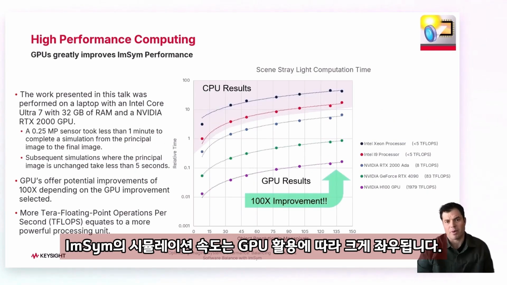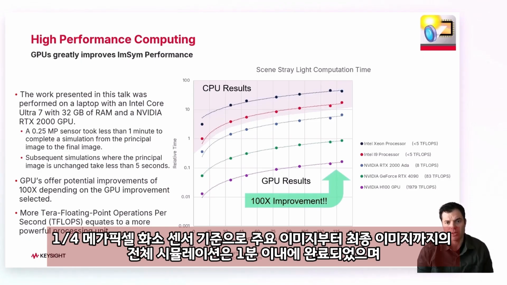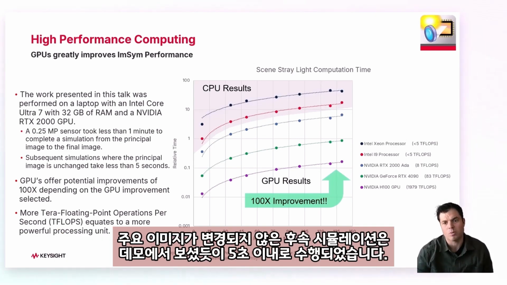ImSym's speed is greatly impacted by the use of GPUs. The work presented in this talk was performed on a laptop with an Intel Core Ultra 7 with 32 gigabytes of RAM and the NVIDIA RTX 2000 GPU. A 1/4 megapixel sensor took less than 1 minute to complete the simulation from principal image to the final image. Subsequent simulations where the principal image was unchanged took less than 5 seconds, as we saw in our demos.